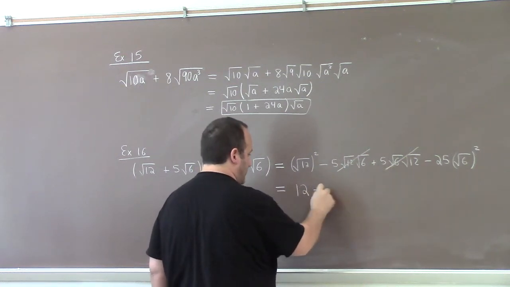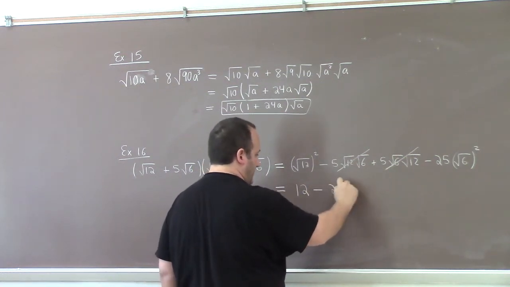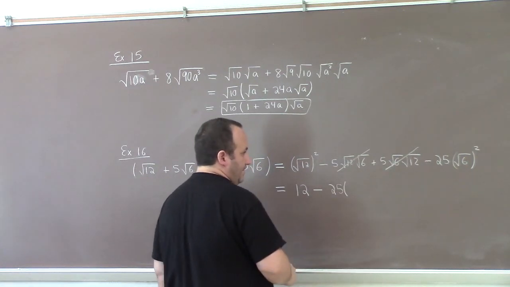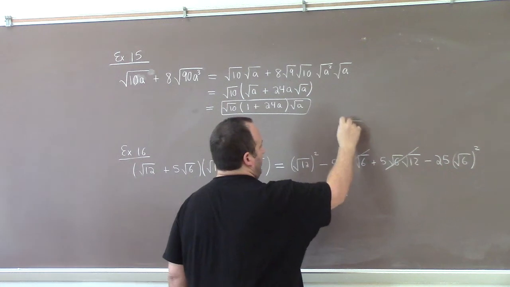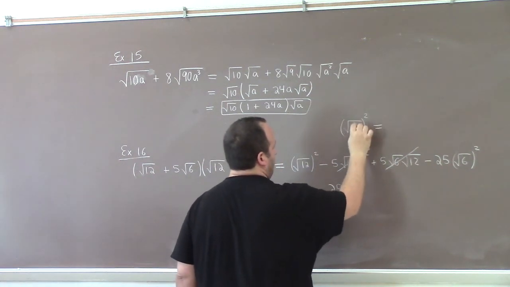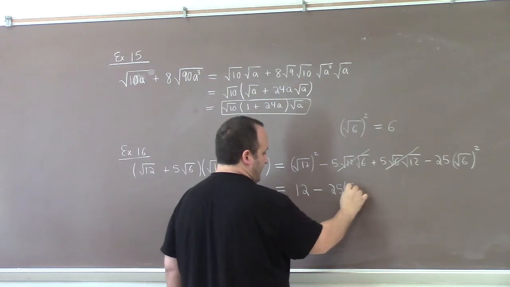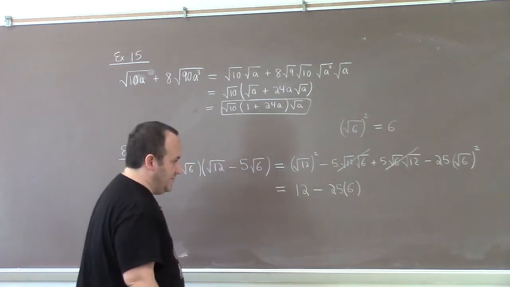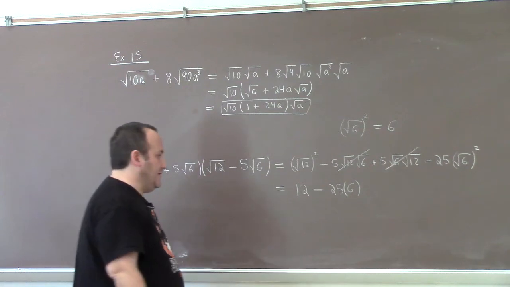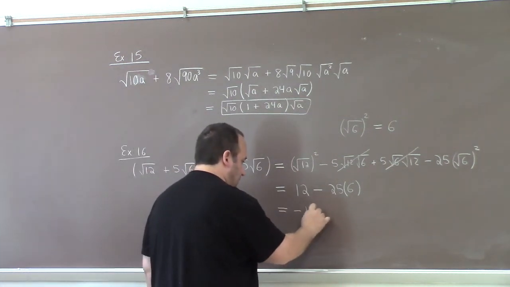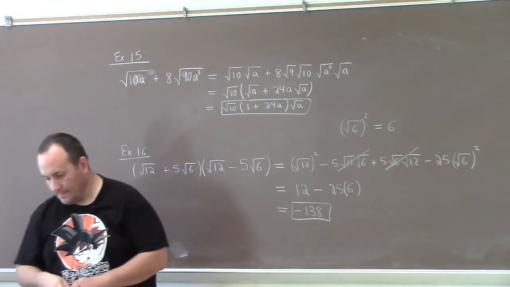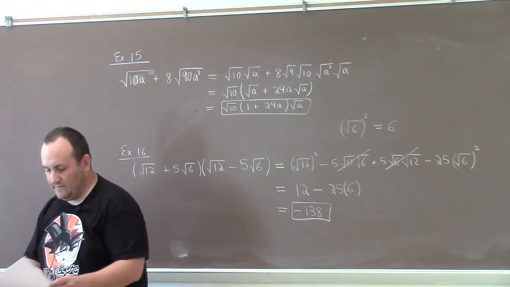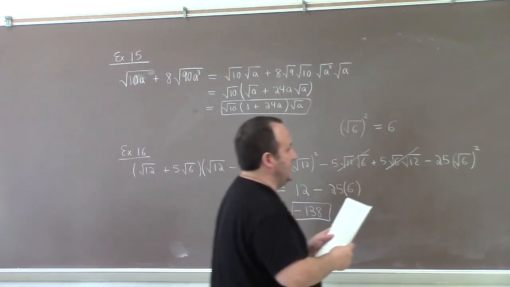And what's that? 25 times what? What is square root of 6 squared? That's going to be 6, right? So it's 25 times 6, which is 150. I think we get minus 138. And there you go. Exercise 17 is kind of similar to this one. Let's do that one.